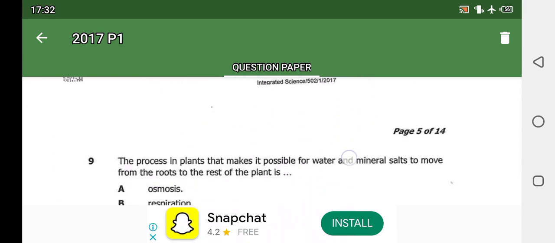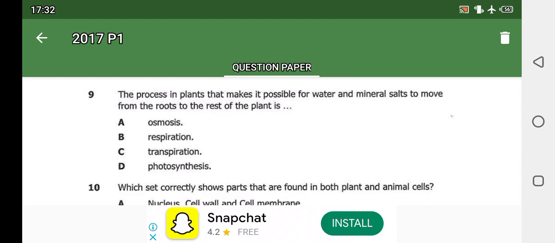We move on to question 9. The process by which a plant makes it possible for water and mineral salts to move from roots to the rest of the plant is... Osmosis is the movement of water from higher concentration to lower concentration. Photosynthesis is the process by which plants manufacture their own food when carbon dioxide reacts with water to produce glucose and oxygen gas.